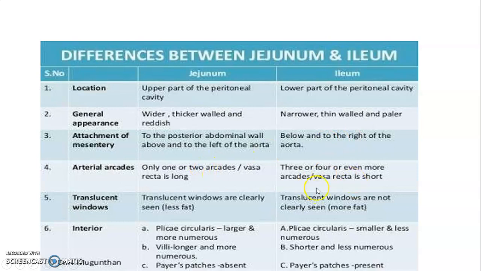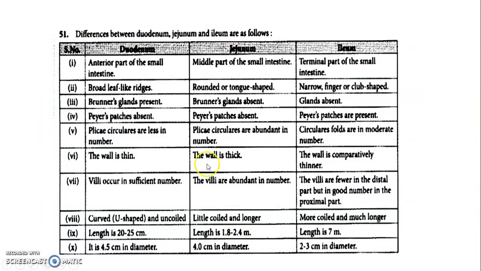Then the branching of the arterial arcades is more in the ileum than the jejunum. The translucent windows have less fat in the jejunum, but more fat in the ileum. Interiorly there's plica circularis in both, but these plicae are smaller and fewer in the ileum. The villi are longer and more numerous in the jejunum, and there are Peyer's patches in the ileum and absent in the jejunum. So this is just the same table showing you the differences between ileum and jejunum.